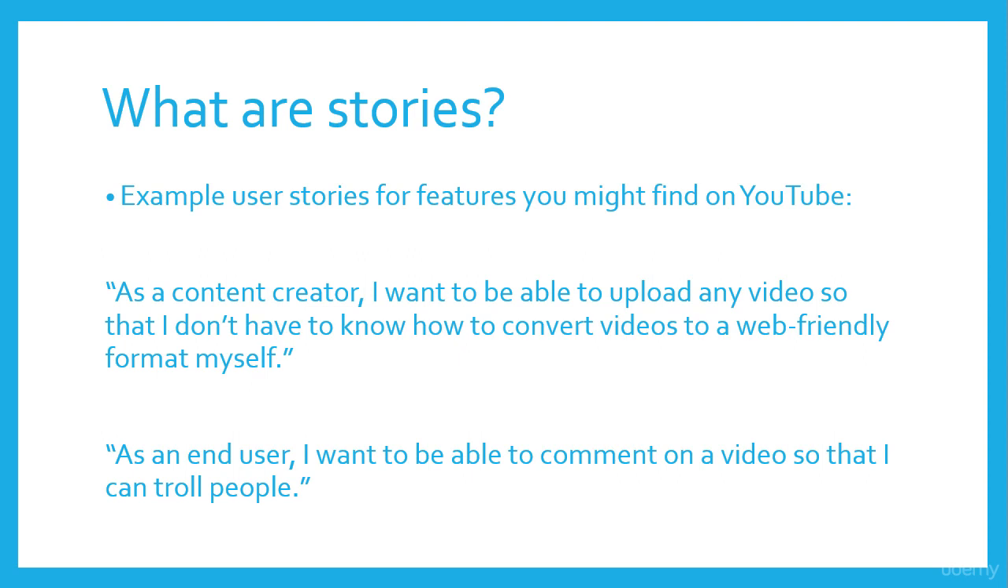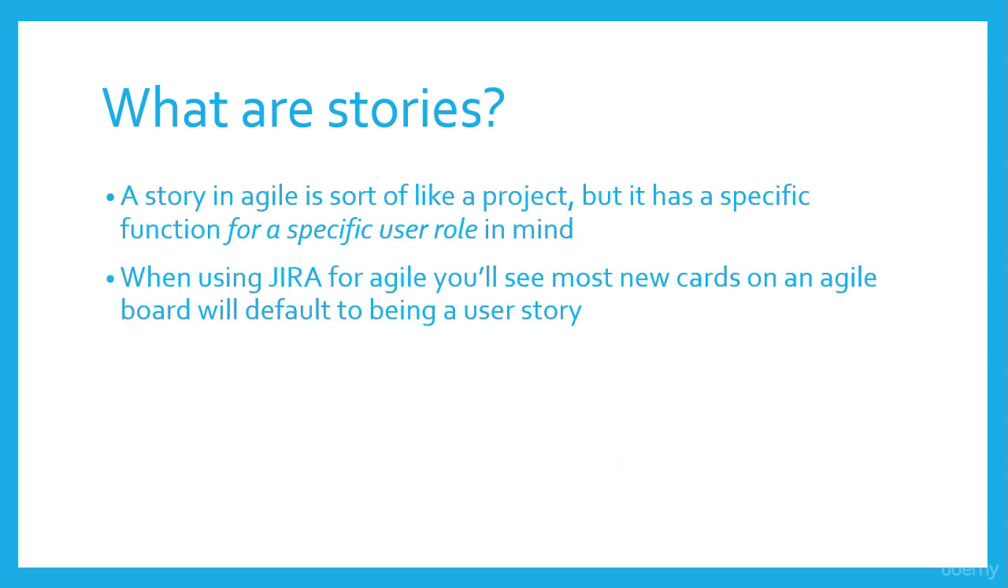Or another example that you would also find on YouTube: as an end user, I want to be able to comment on a video so that I control people. Okay, so that one probably was not an actual user story for the team at YouTube, but you get the gist. The role would be the end user, the desire is that I want to be able to comment on a video, and the benefit would be that I control people. Now, whether or not that's a benefit is maybe up in the air, but hopefully you get an idea of user stories there.